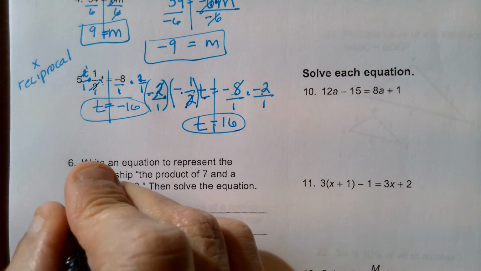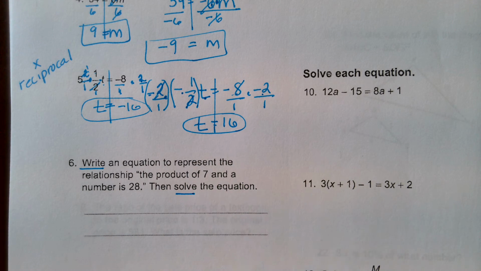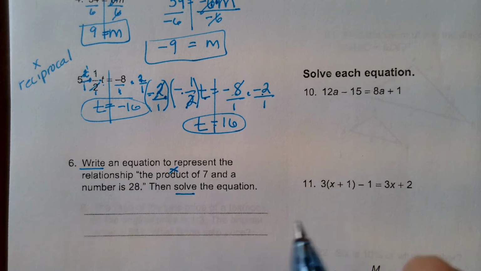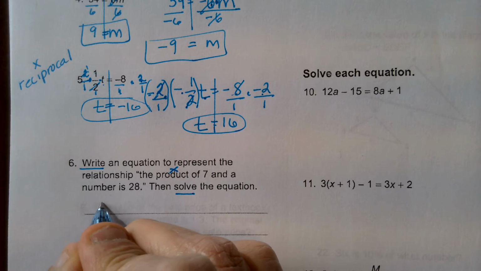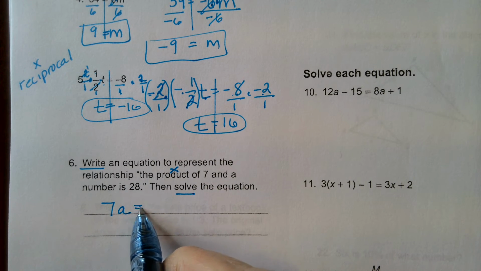All right, write an equation and then solve. So again, a two-parter. The product. Product means multiplication. The product of 7 and a. 7a, that's how we write product. We don't usually put the multiplication in there when it's a variable. Is equal to 28.